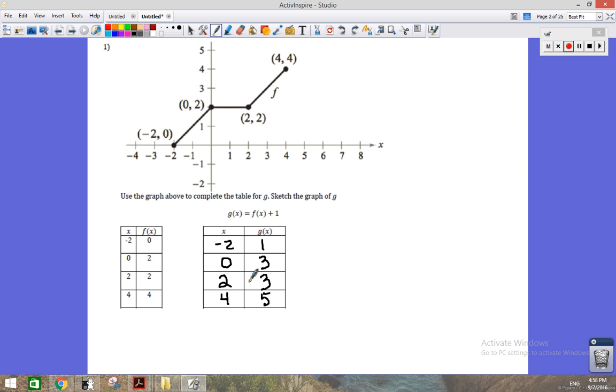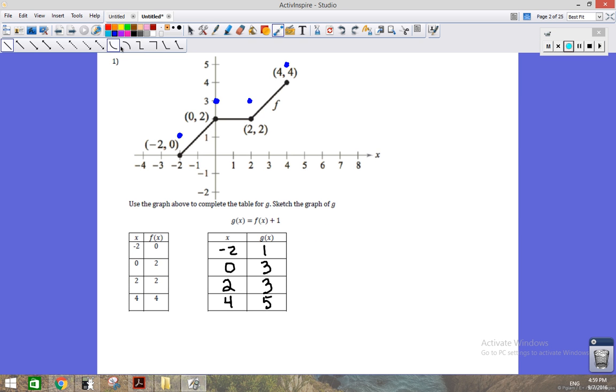So now if I plot these points on this graph, what kind of observations can we make? If we plot the point -2, 1, it's right here. If we plot the point 0, 3, it's here. 2, 3, it's here. 4, 5, and it's roughly up here. So what we recognize is that this graph has been lifted up 1 unit. If I connect these points, we can see that.